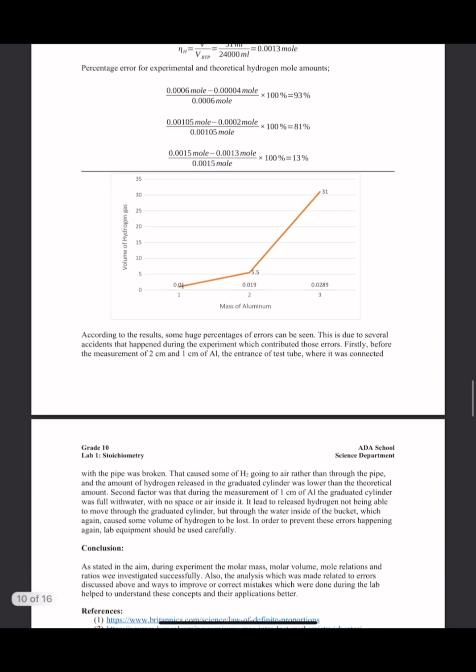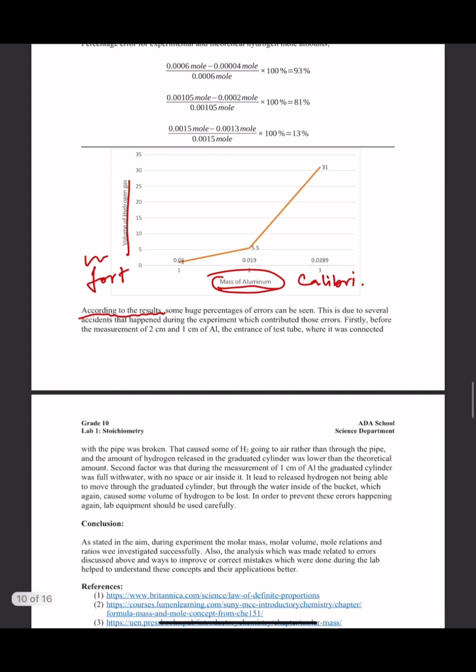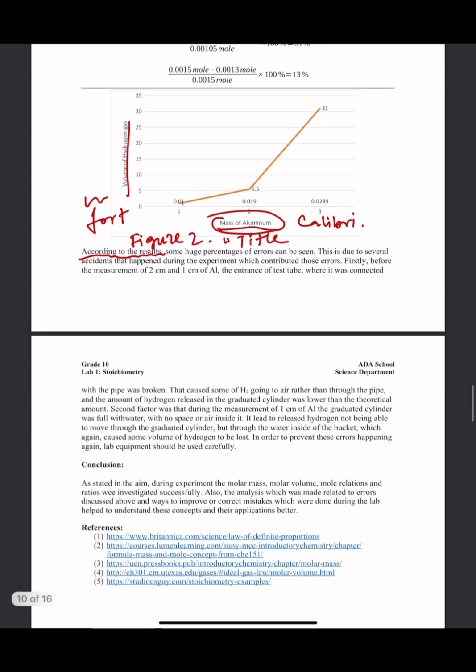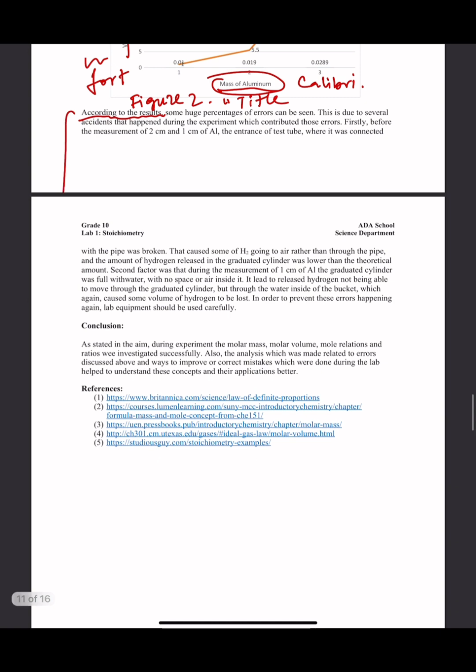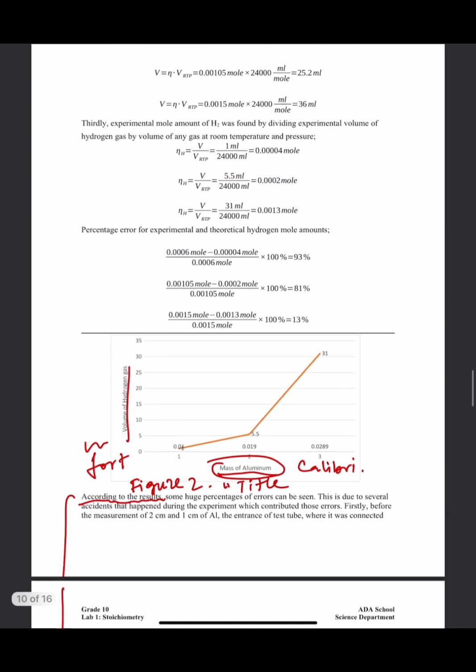And the only thing I would change, you see the mass of aluminum, it's used in different fonts. So the font doesn't match. You see this one is Times New Roman, but this is written in, I believe, Calibri. So it needs to be matching. And then you also need to give it a name, figure 2. And then you need to give it a title, introduce it as well. And then as you see, the results and discussion is super short, like for so much data.